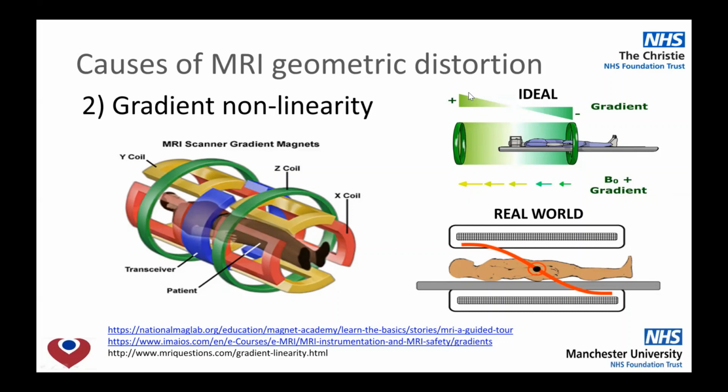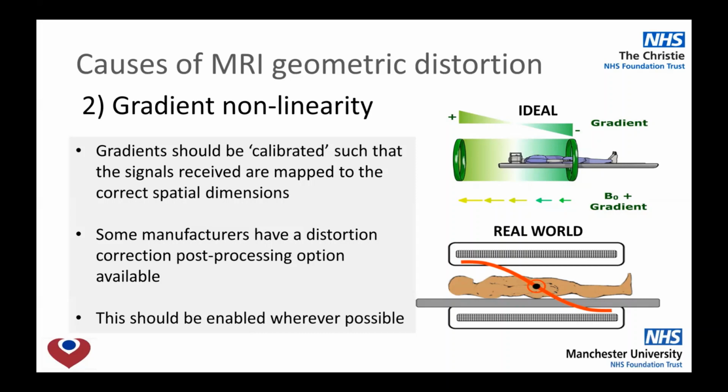In the real world, however, that ideal gradient of a complete straight line from top to bottom of your field of view isn't exactly replicated by the hardware, and actually the gradients do tail off a little bit at either end of the field of view, and this does cause some geometric distortion. So during the scanner commissioning, the gradients will be calibrated such that the signals received are mapped to the correct spatial dimensions. On top of that, some manufacturers have a distortion correction post-processing option available that allows you to account for these changes in the gradients even more subtly, and this should be enabled wherever possible, especially when dealing with cochlear implants.